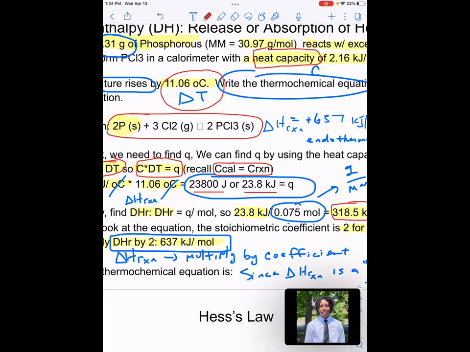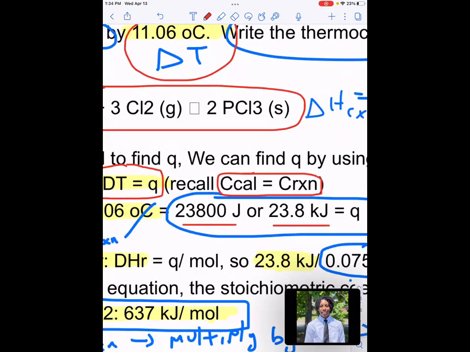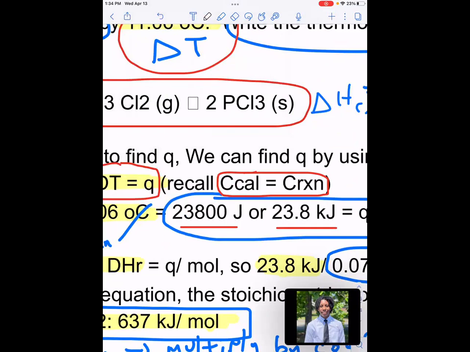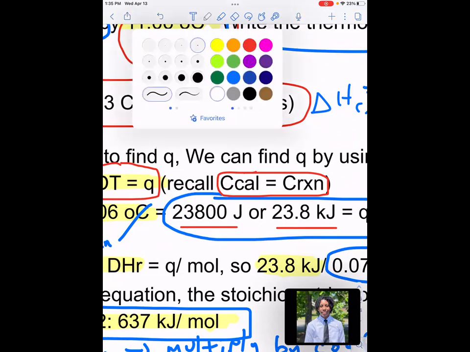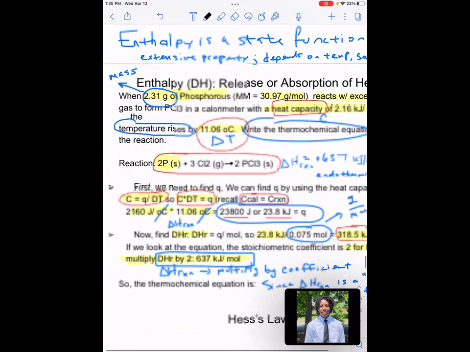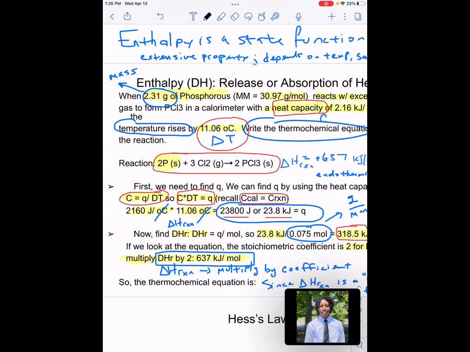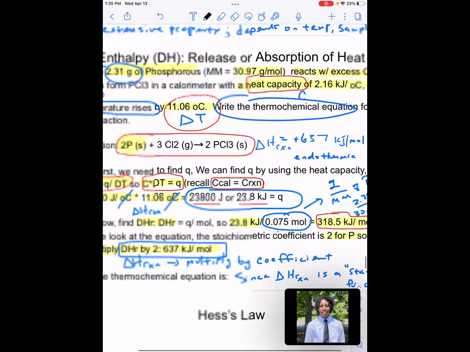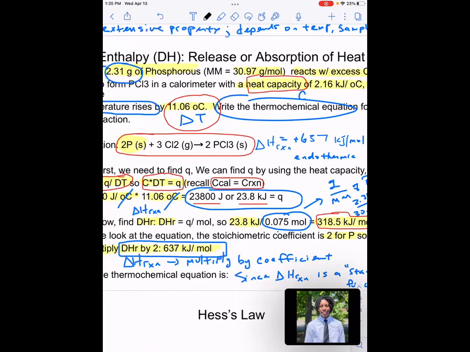All right, are y'all following that? Any questions about that? Any questions about enthalpy being a state function? All right. So now when we write that thermochemical equation, we just go back to here and stick that number in that we calculated. So it's plus 637. And because that is positive, that means that the reaction itself is endothermic. All right. Any questions about that?